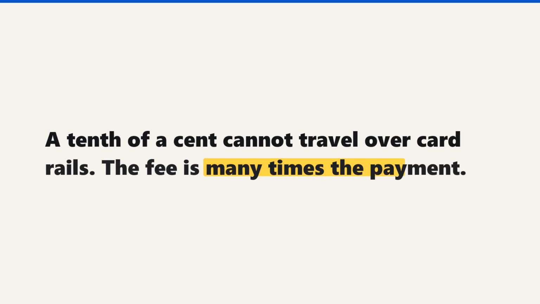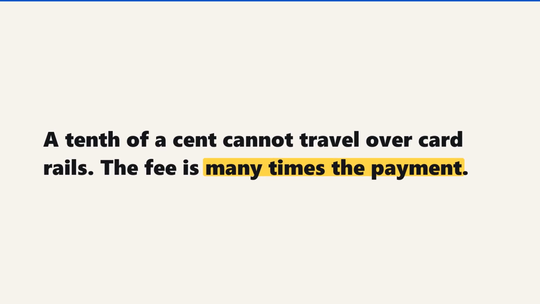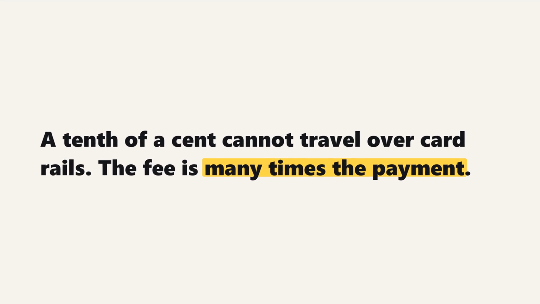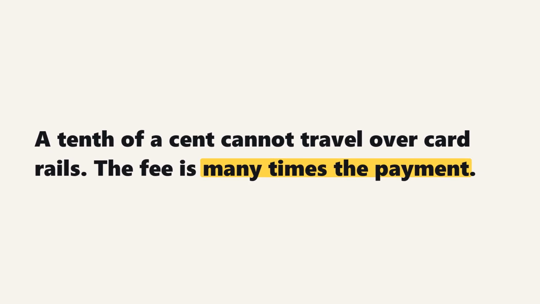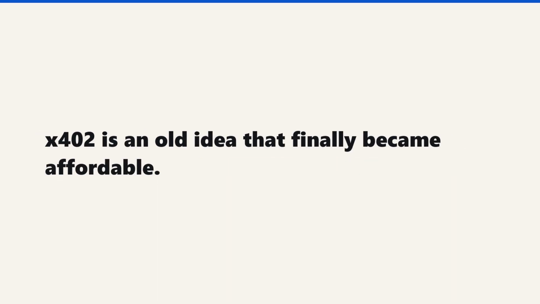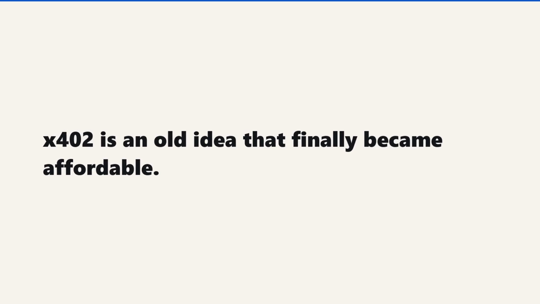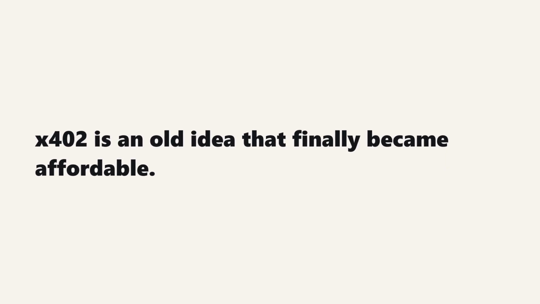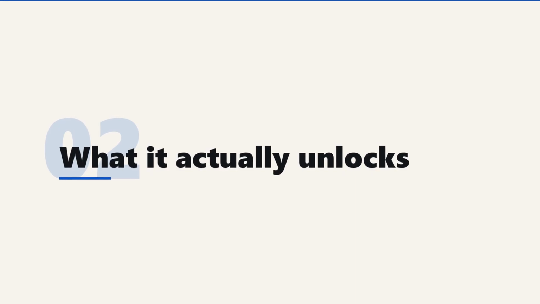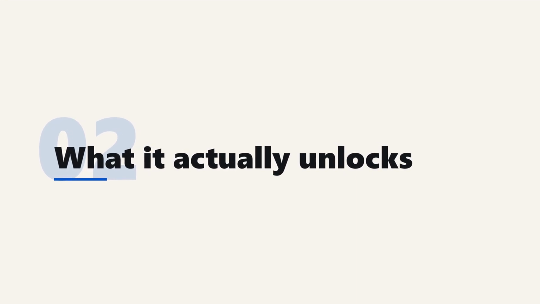The reason this never worked before is arithmetic. A tenth of a cent cannot travel over card rails. The processing fee is many times the payment. Stablecoins changed that because sending a very small amount costs a very small amount. So what x402 actually is, is an old idea that finally became affordable. And what that unlocks is worth understanding, because it is not just a cheaper checkout.